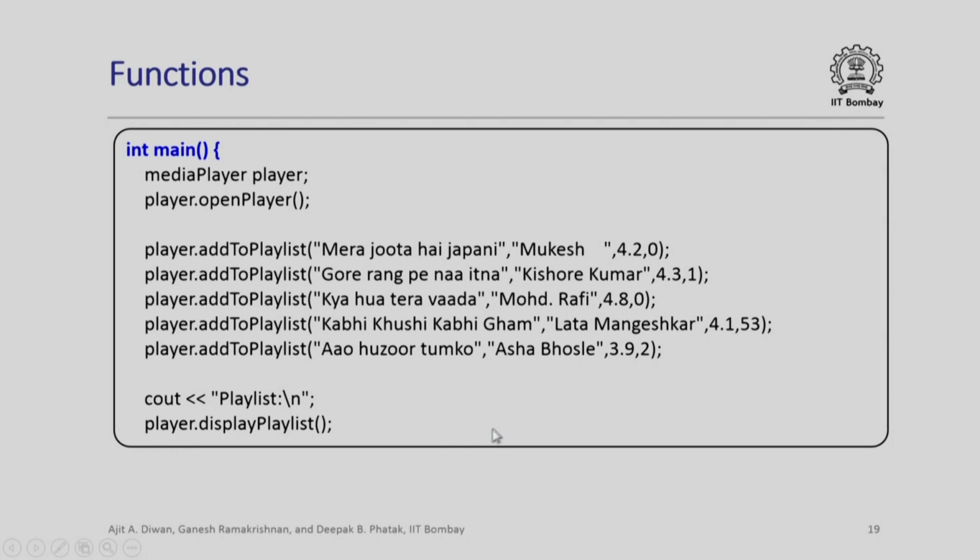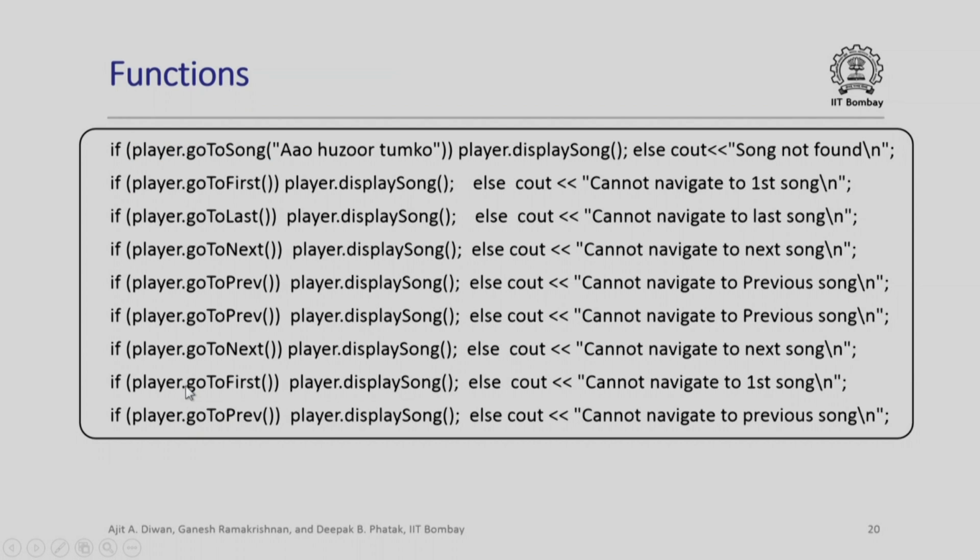The main program itself is extremely straightforward. I will execute open player, which will initialize the player, then various songs are added by add to playlist 1, 2, 3, 4, 5 like that. I will output that playlist, using the display function which I had written. Now, these are various operations that are being performed. You remember we said these are the different things that we will do. So, look at what all we are doing.